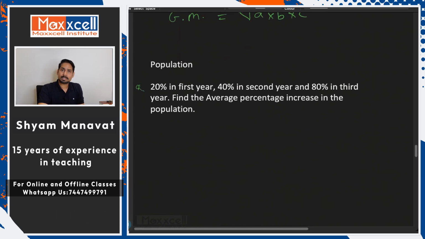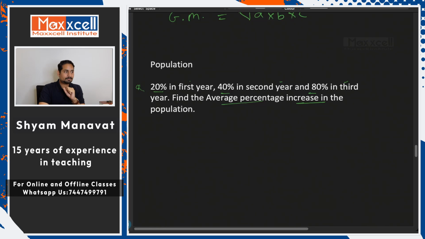Say for a town, the population of the town is increasing with 20% for the first year, 40% for the second year, and 80% for the third year. That's the increase in the population. The question says, find the average percentage increase.